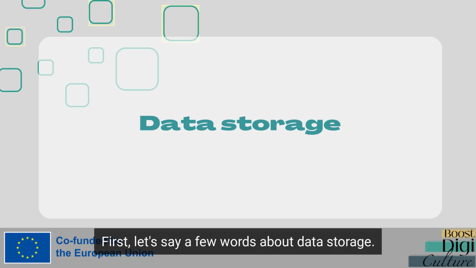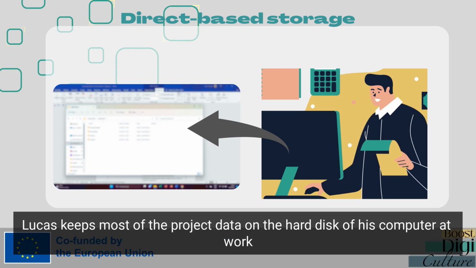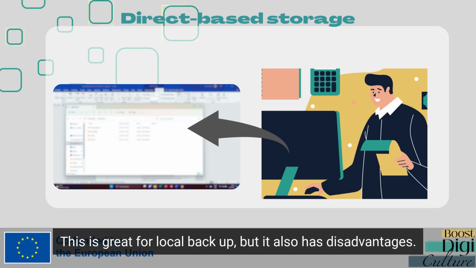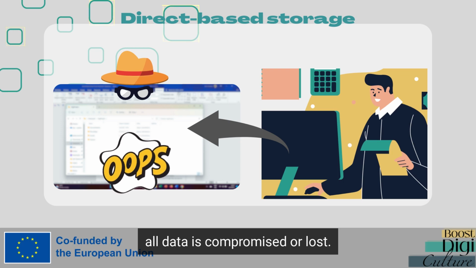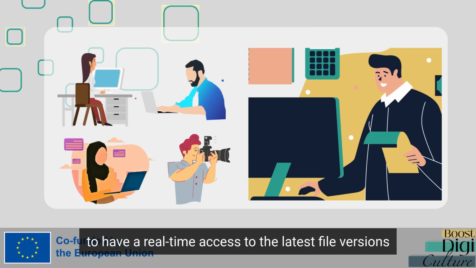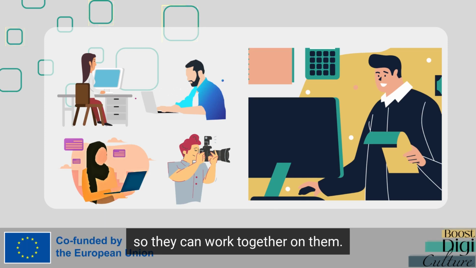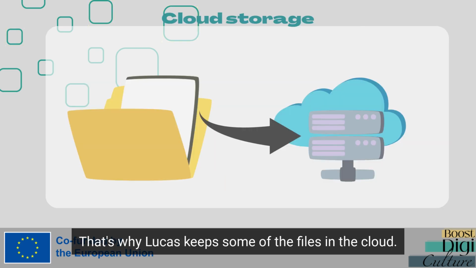First, let's say a few words about data storage. Lucas keeps most of the project data on the hard disk of his computer at work or on the library's server. This is great for local backup, but it also has disadvantages. If the computer or server are attacked by malware or the operating system crashes, all data is compromised or lost. Besides, in a collaborative project, it is sometimes convenient for everybody to have real-time access to the latest file versions so they can work together on them. That's why Lucas keeps some of the files in the cloud.